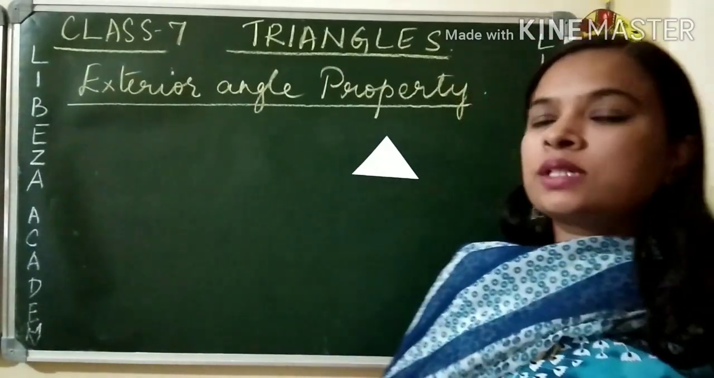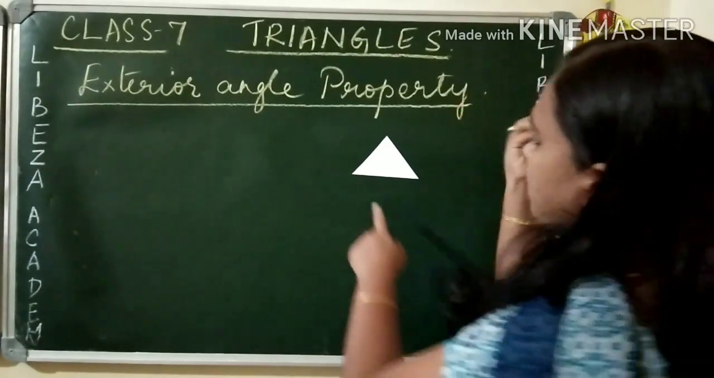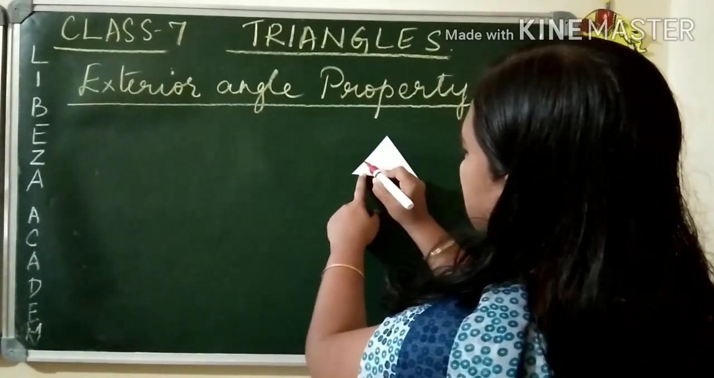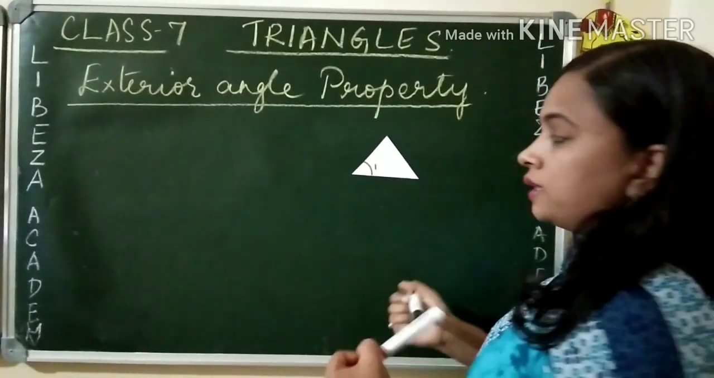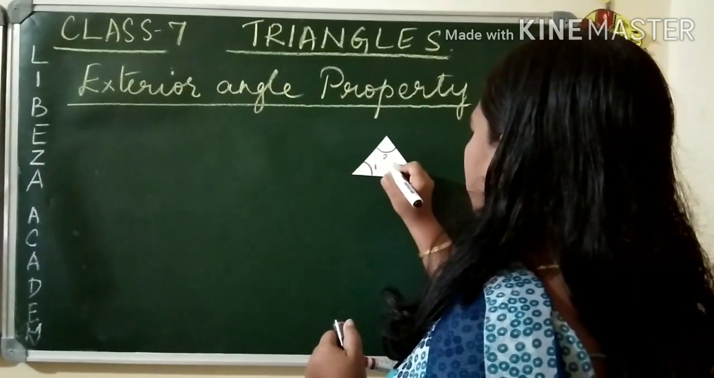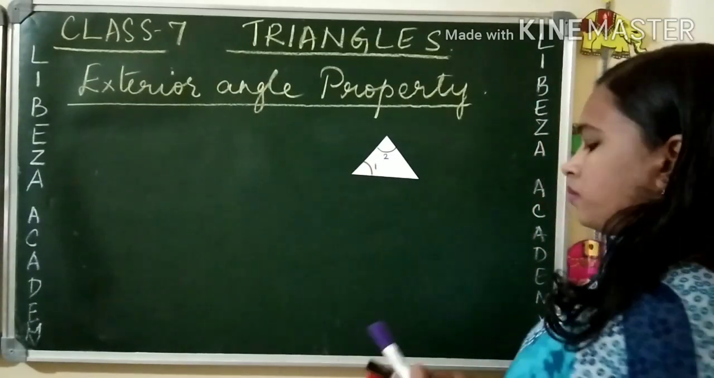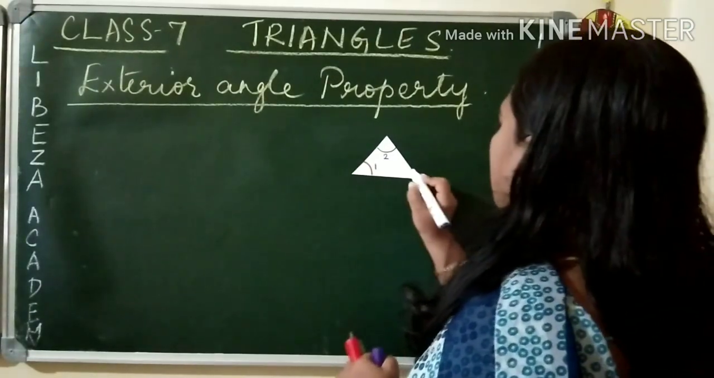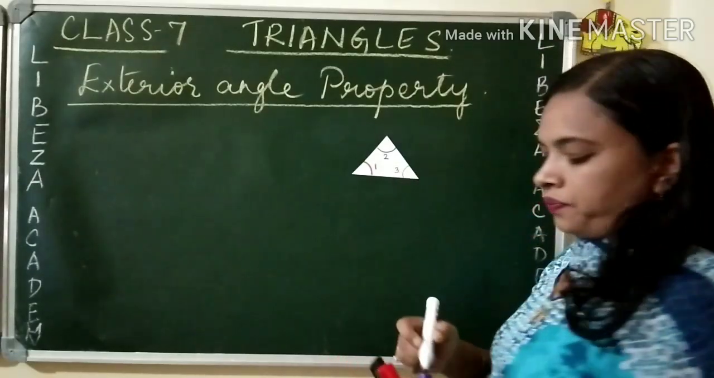After you paste, what you need to do is just mark the angles. You need to mark the angles. I'll just mark this as angle 1. You can give different colors. Angle 2. And here I am marking angle 3.